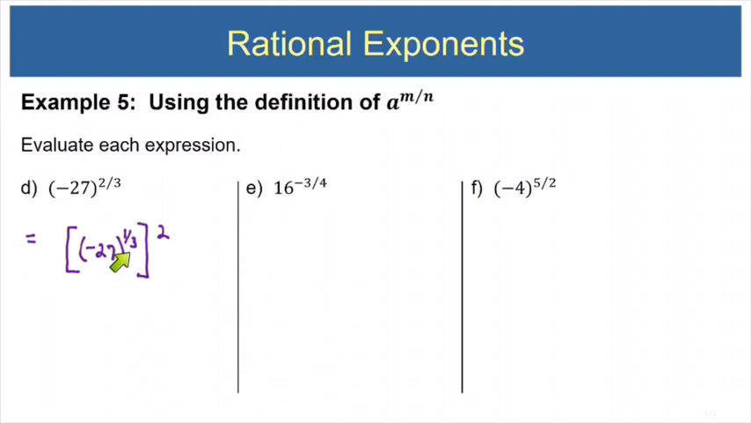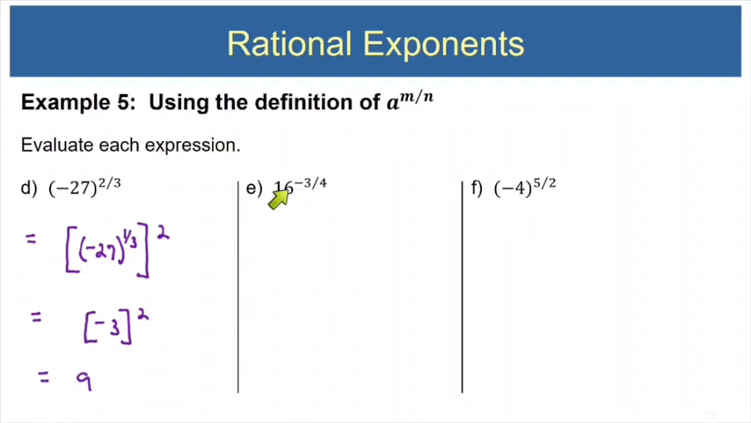Alright, now what is a number whose 3rd power would be negative 27? Well, that number would be negative 3. Think about it. Negative 3 times negative 3 times negative 3 would give you negative 27. So inside the bracket, I'm just going to have negative 3, and then I'm going to square that, and negative 3 times negative 3 would be positive 9.